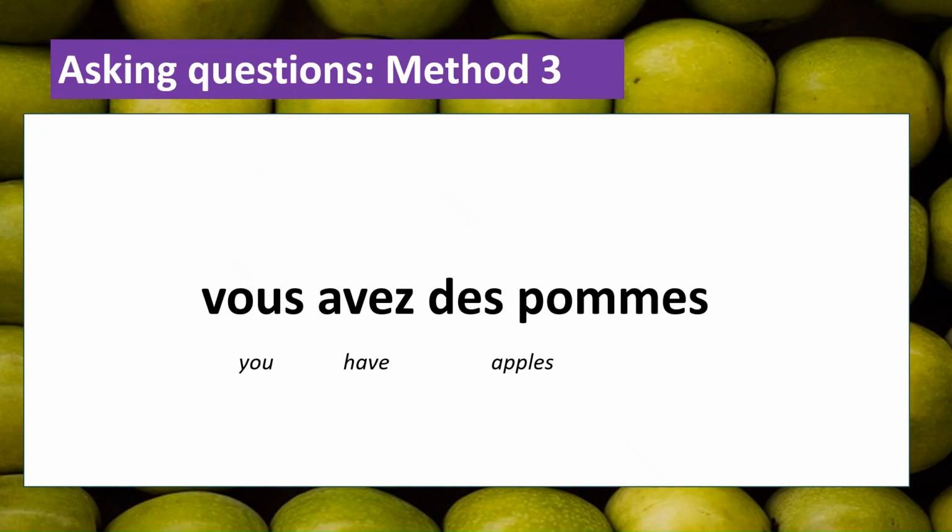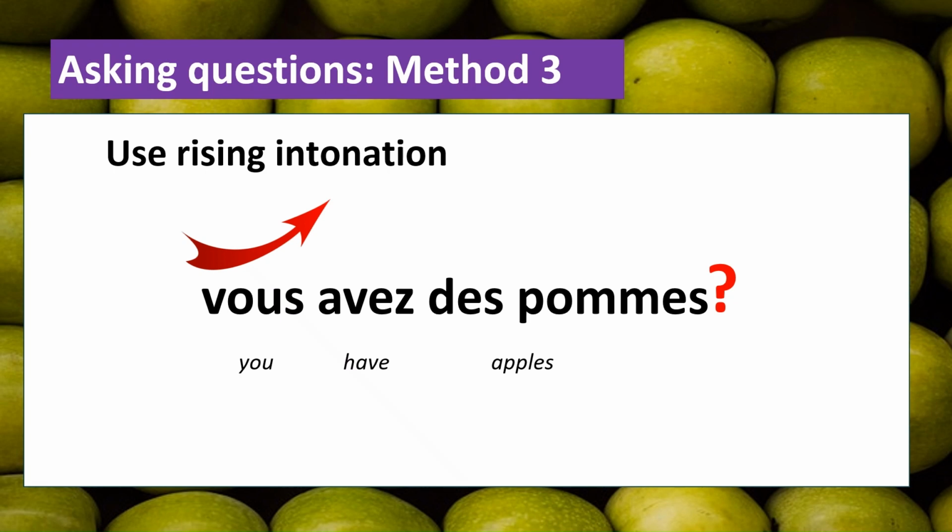The last method of asking question is probably the easiest, and you'll see why in a minute. So we've got the same statement as earlier, vous avez des pommes, and all we have to do now is to change our intonation and turn it into rising tone, rising intonation. So if I read this statement, vous avez des pommes, it doesn't sound like a question, but if I say, vous avez des pommes? It becomes a question.